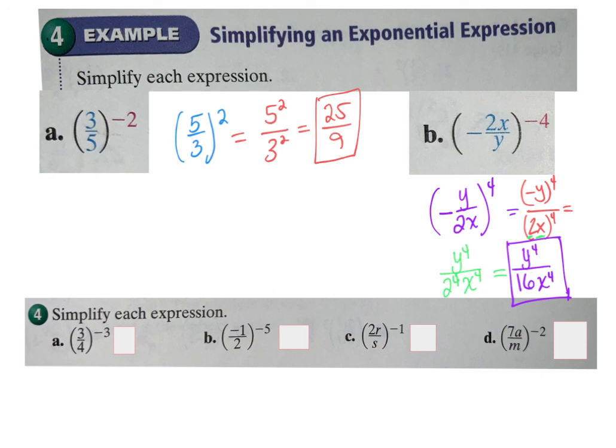For the first one, you should have gotten 64 over 27, 4/3 to the positive 3. For B, negative 32: flip it and you'll have negative 2 raised to the 5th power. s over 2r, you just had to reciprocate that and it was to the 1st power. And then m squared over 49a squared. Questions on those 4?